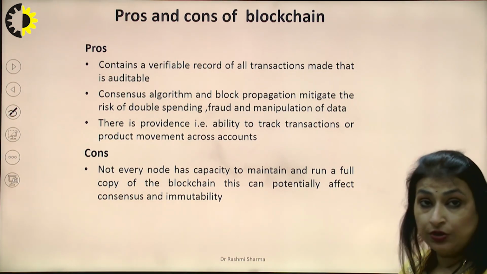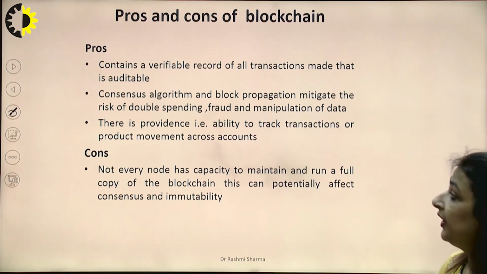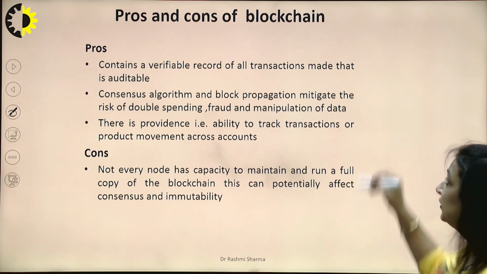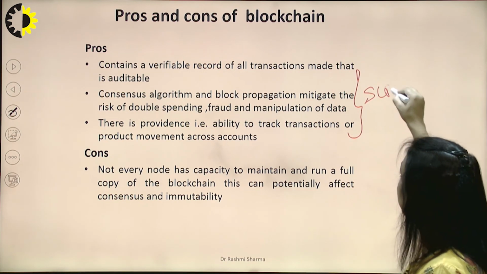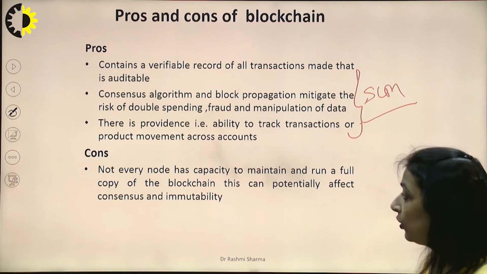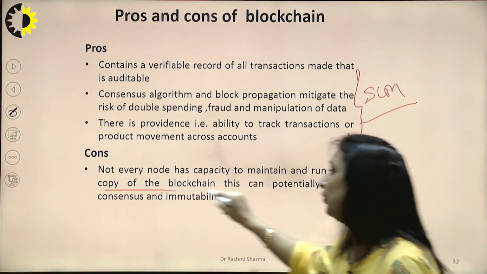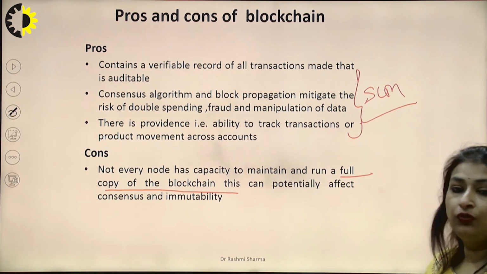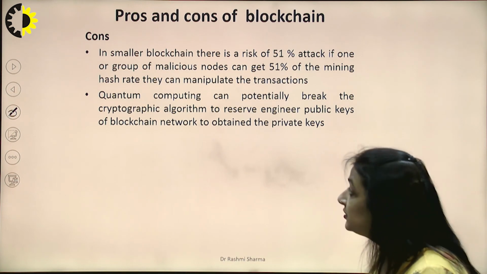So the advantages are that it is verifiable, the consensus algorithm and back propagation mitigations are there, so the double-spending risk is not there, and there is provenance, the ability to track transactions or product movement across accounts. These advantages mean we can use this in supply chain management systems as an application. The con is that not every node has the capacity to maintain or run a full copy of the blockchain, as we have seen with full nodes and partial nodes. A partial node keeps only the header because of space, and the full node keeps all the transaction histories. So these are some of the disadvantages.